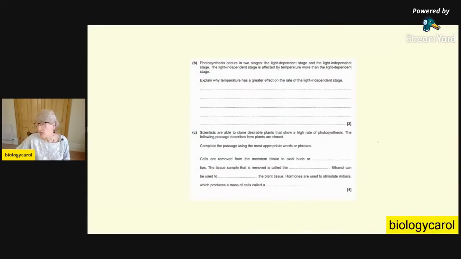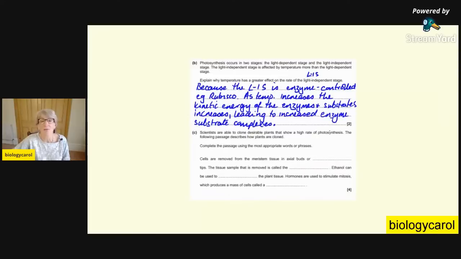Okay, photosynthesis occurs in 2 stages, light dependent, light independent. Explain why temperature has a greater effect on the rate of the light independent stage. I always have to remember that light independent means the one that isn't involving light. I have to think consciously about that every single time. I gave the examiner this as my abbreviation, light independent stage, to avoid writing it out. And I said, because the light independent stage is an enzyme controlled step. For example, Rubisco. I didn't know where the marks were and whether I had to name the enzyme that you are expected to know about in the light independent stage.